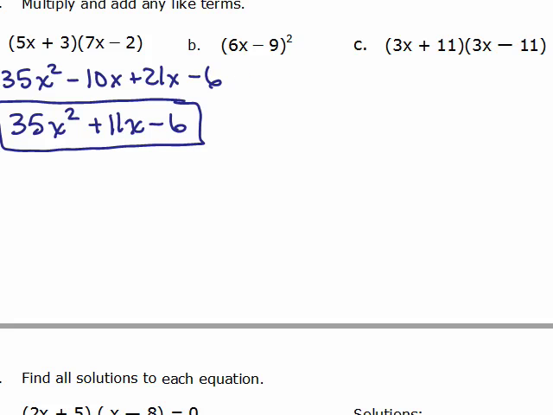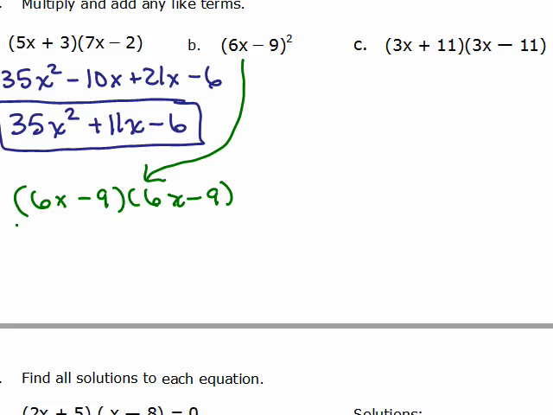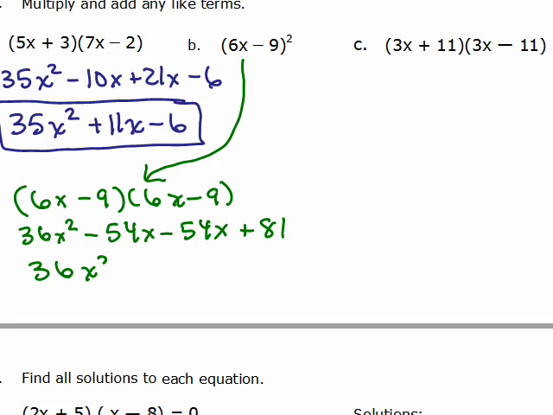Okay, second one, running out of room. So that's 6x minus 9 times 6x minus 9. And again, you could use the FOIL method or you could use the formula for a perfect square, but it's definitely not just 6x squared minus 9 squared or plus 9 squared. It's 36x squared minus 54x, that's the outer, minus 54x, that's the inner, plus 81. And those middle terms do not cancel out. They get added together to get minus 108x plus 81.